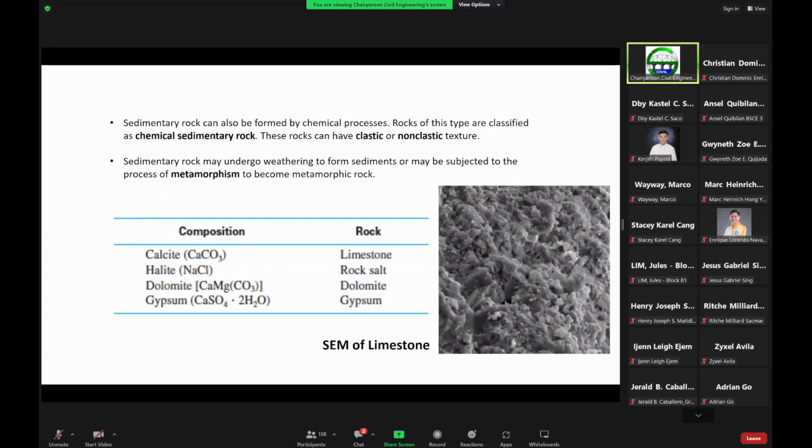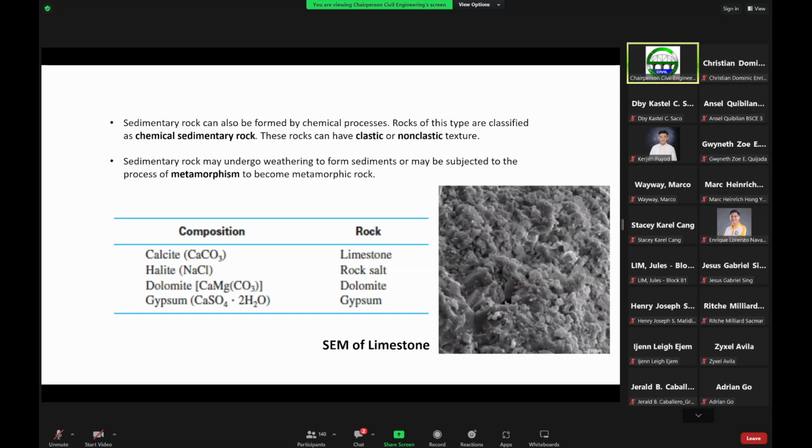Rock can also be formed by chemical processes. Rocks of this type are classified as chemical sedimentary rock. These rocks can have a clastic or non-clastic texture. Now, these sedimentary rocks may undergo further weathering to form sediments, or be subjected to the process of metamorphism to become a metamorphic rock.